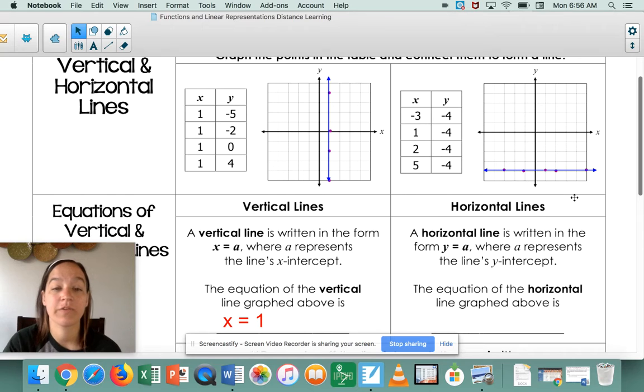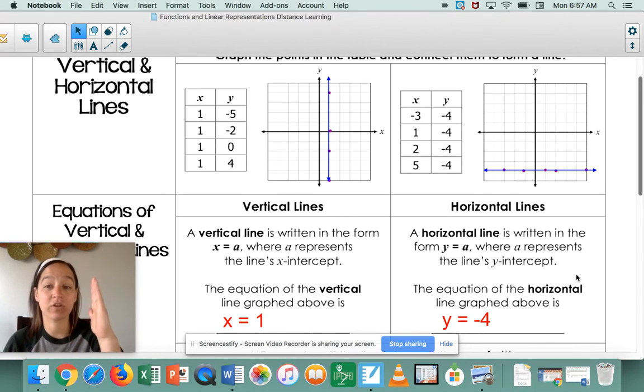So just like with a vertical line, a horizontal line, we can make the same rule. And as it says right here, a horizontal line is written in the form Y equals A. And that's because if Y is a certain number and X can be anything, then I know my line is horizontal. And so the equation for this one, well, what does Y have to be? Y has to be -4. So y equals -4 is my horizontal line.